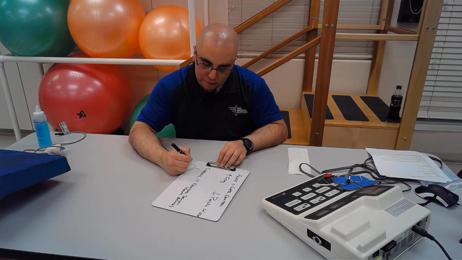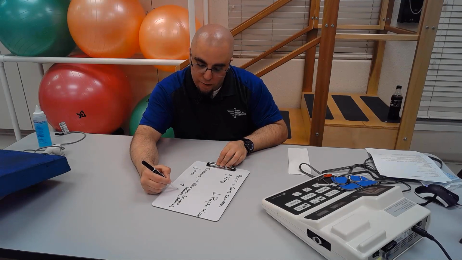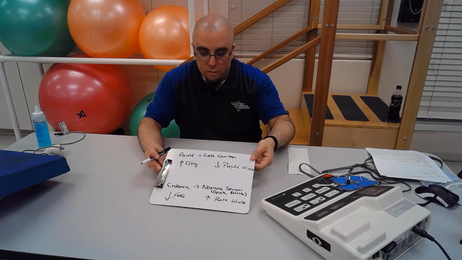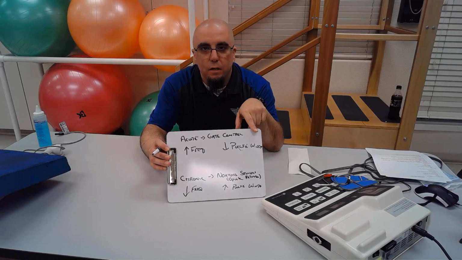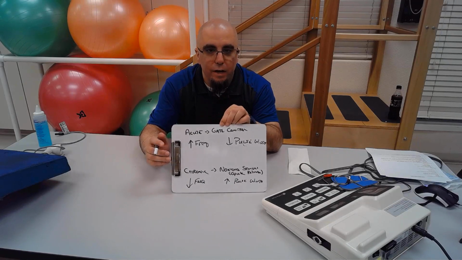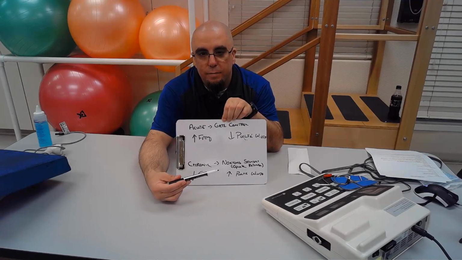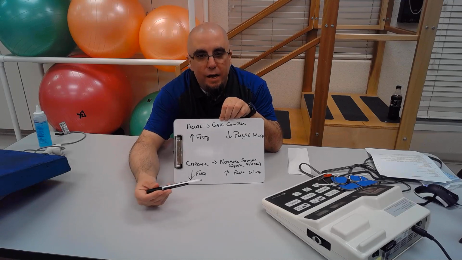And then the opposite is the same for chronic, right? We're going to have a low frequency and a high pulse width. So acute, gate control, high frequency, low pulse width, right? Chronic, when we're down here on chronic, we're endogenous opioid or the noxious stimuli theory. We are going to have a low frequency and a high pulse width.